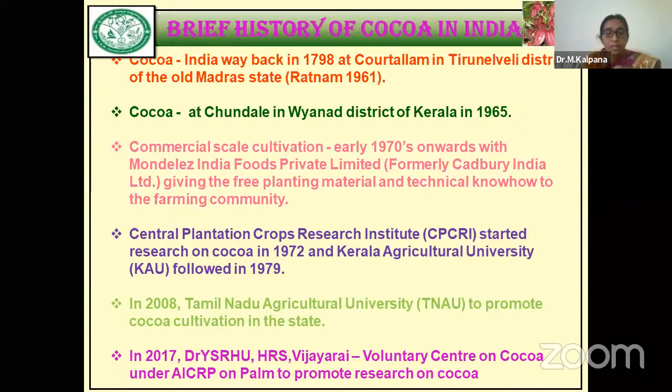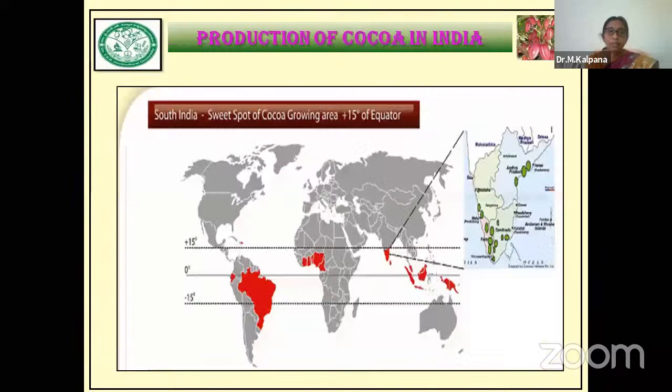So the intensive research was started in the year 2017, when the voluntary center on cocoa under AICRP on Palms was given to Horticulture Research Station Vijay, which comes under Dr. YSRHU Horticulture University, mainly to emphasize research on cocoa production and production technologies. I already told you the South Indian states, mainly Kerala, Karnataka, Tamil Nadu and Andhra Pradesh, are the major cocoa producing states in India.